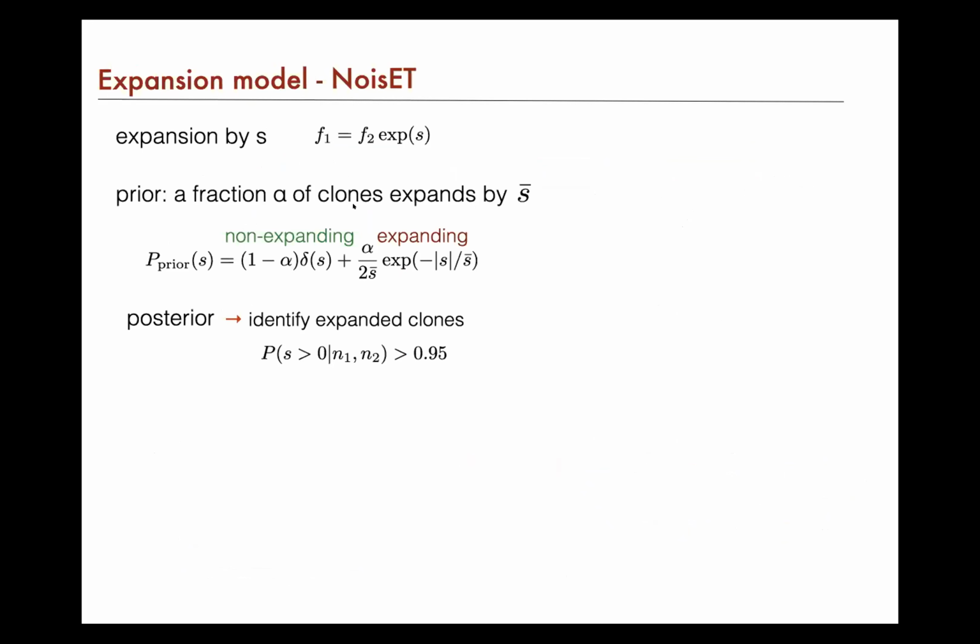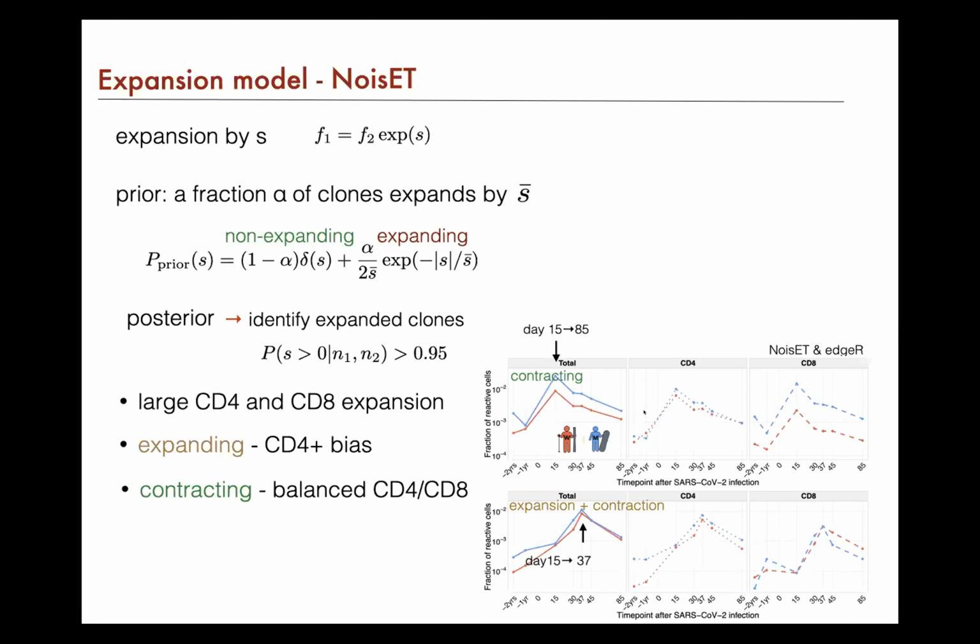The second step is to compare two different time points and build an expansion model. In the expansion model, we assume that there's a fraction of the clones which expand and a fraction which don't. Then we use the posterior probability to identify expanded clones. We applied this to our data, comparing day 15 to day 85.